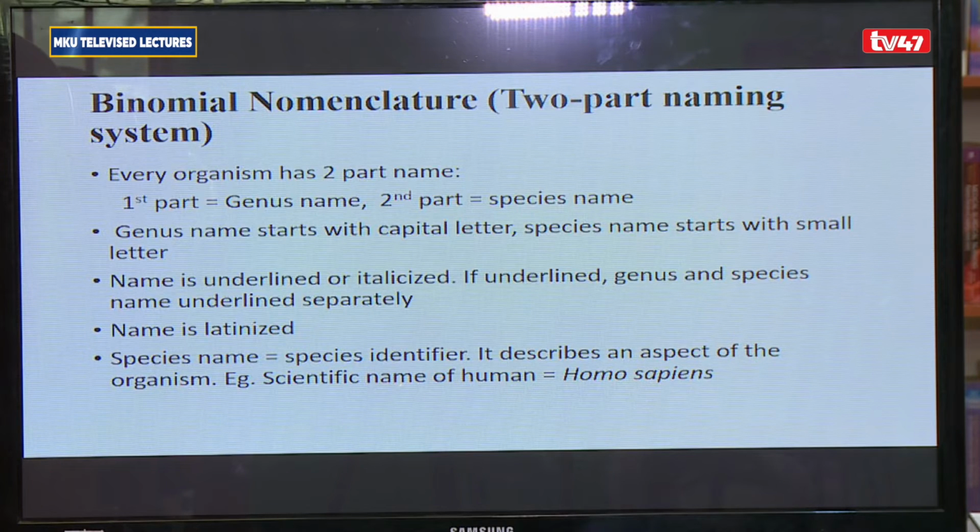For example, the scientific name of human is Homo sapiens. Sapiens means intelligent or wise. So what the scientific name here is telling us about the human being is that the human being is intelligent and is wise.